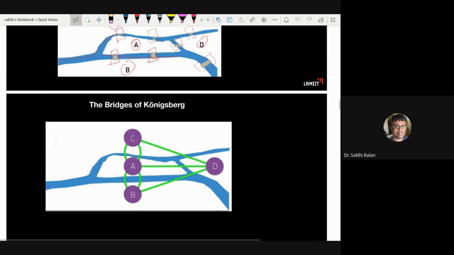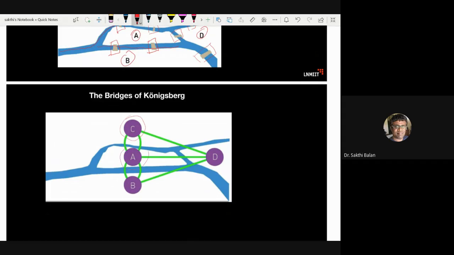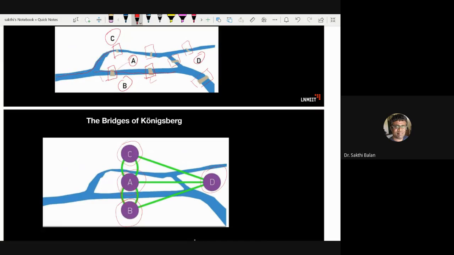All the land masses he chose like a node actually. So C, A is a node, B is a node, and D is a node, and all the bridges are connected like from A to B. There are 2 bridges, right? So this is the first bridge, the second bridge, and then for A to C also we have 2 bridges. And then C is connected with a bridge to D, and B is connected with a bridge to D, and A is also connected with a bridge to D, right?